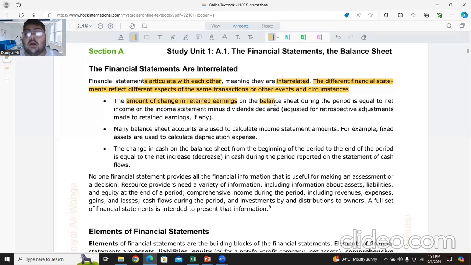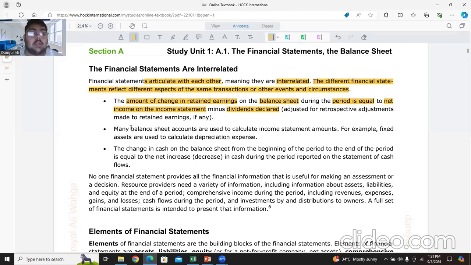retained earnings being the part of my balance sheet, then you relate towards your current year period movement or your previous year period movement. It equals the net income on the income statement. Yes, I already showed you that your net income is the bottom part that relates towards your retained earnings portion. Then you subtract your declared dividends.